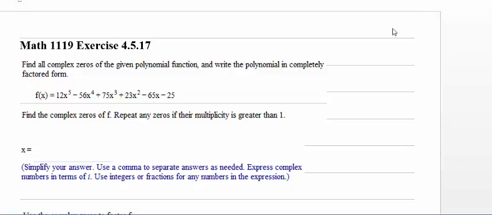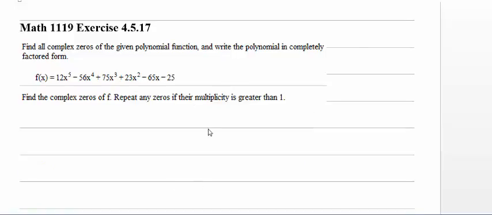Let's take a look at number 17 from section 4.5. We want to find all complex zeros of this polynomial, and we want to write the polynomial in completely factored form. Find the complex roots, and we want to repeat any zeros if the multiplicity is greater than 1.